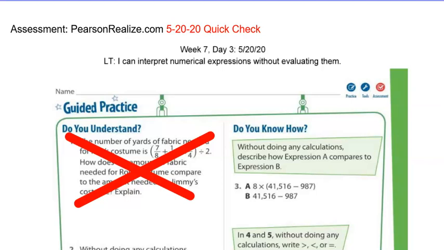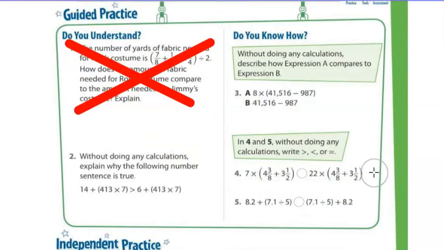Our learning target is I can interpret numerical expressions without evaluating them. So I can understand a number expression without actually solving it. Basically what we're going to be doing today is determining if expression A or expression B is greater than, less than, or equal to the other, just by looking at it and determining what is going on and how they relate to one another.